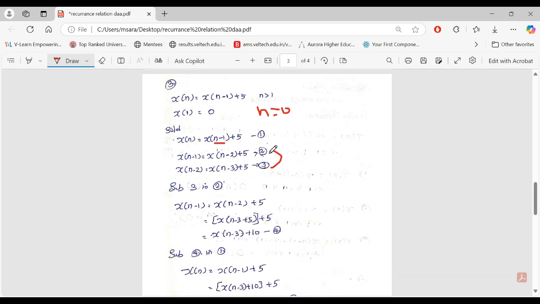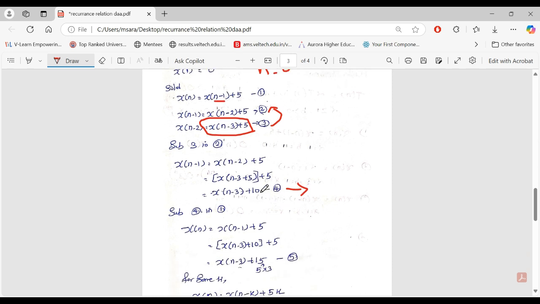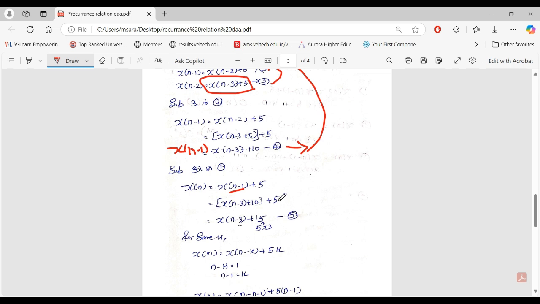Third, substituting into the second equation, we get x of n minus 2 plus 5. x of n minus 2 is replaced with this particular equation, so this equation becomes plus 5 to add. So x of n minus 3 plus 10 we get from the fourth equation. After finding this equation, we substitute it into the first equation, because this is x of n minus 1. Fourth equation substituting into the first equation: x of n minus 1 plus 5, with x of n minus 3 plus 10, plus 5. So 15 is coming as output.